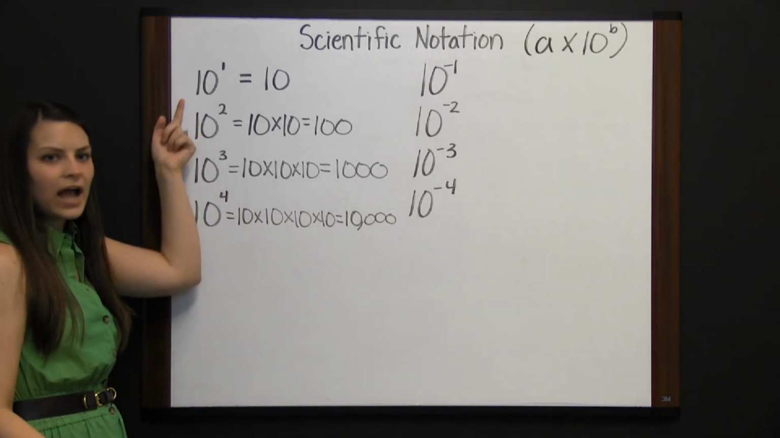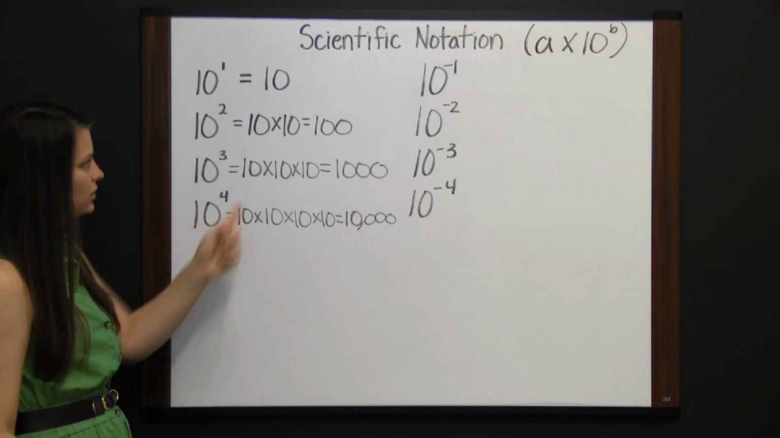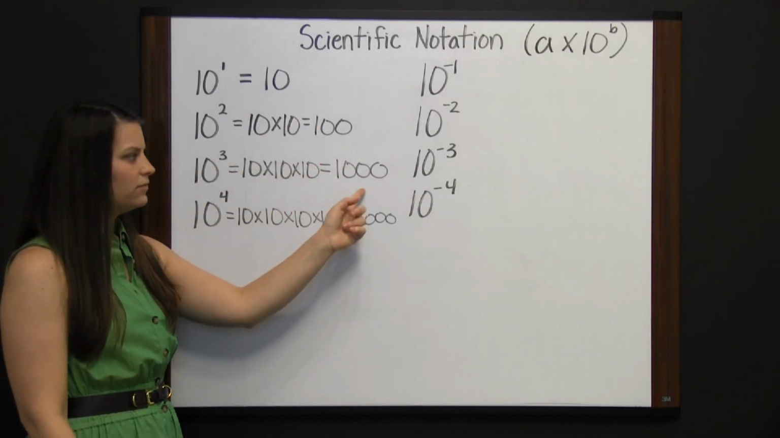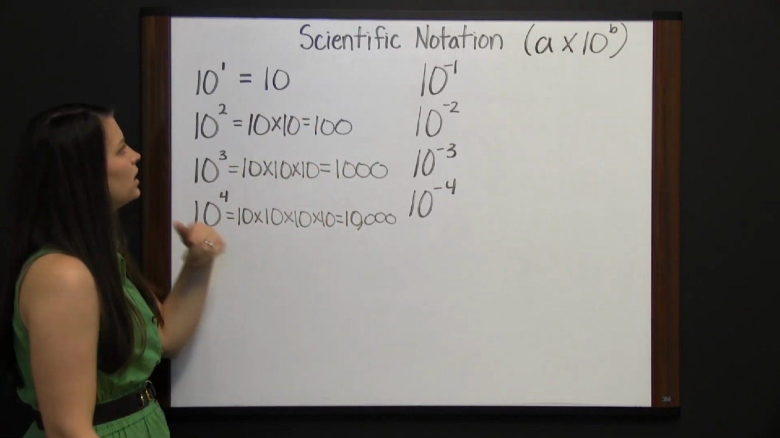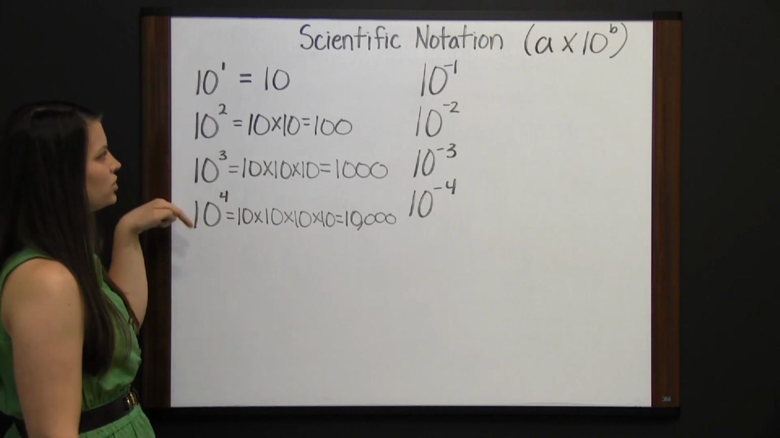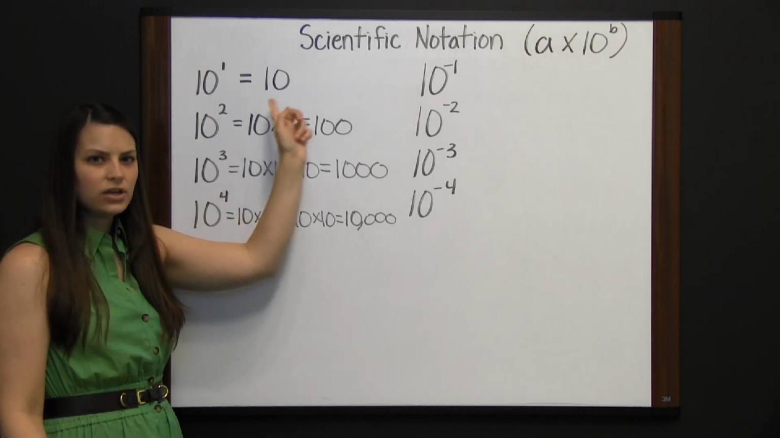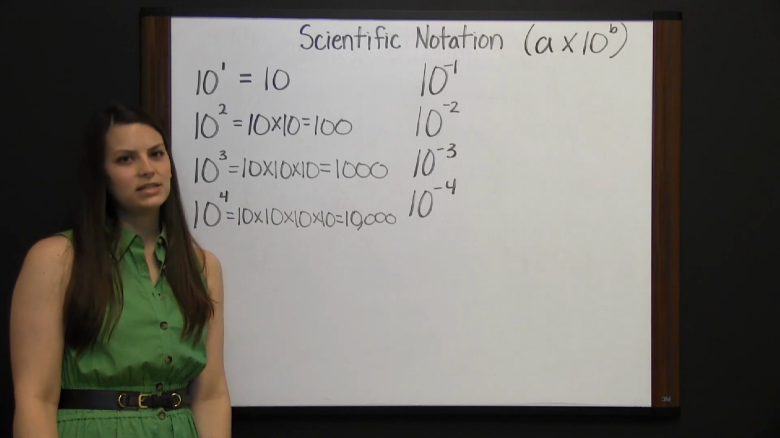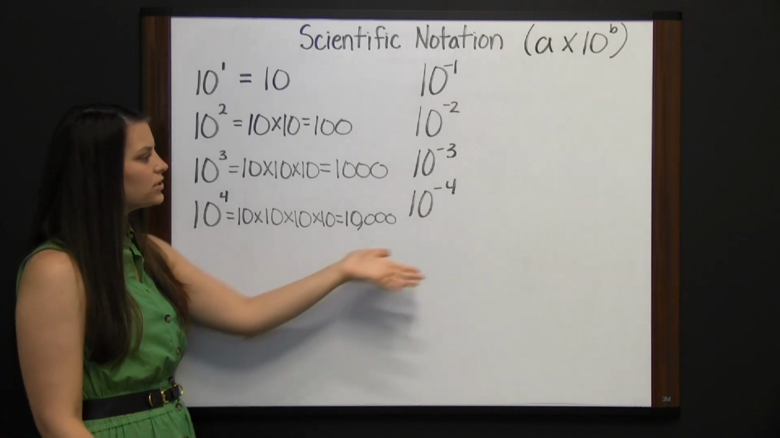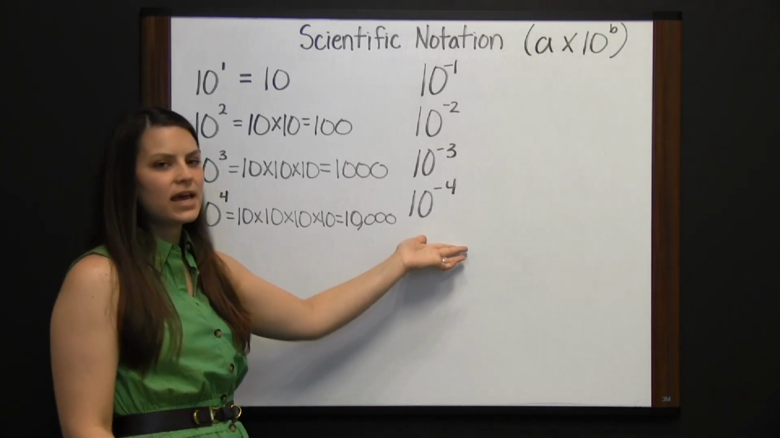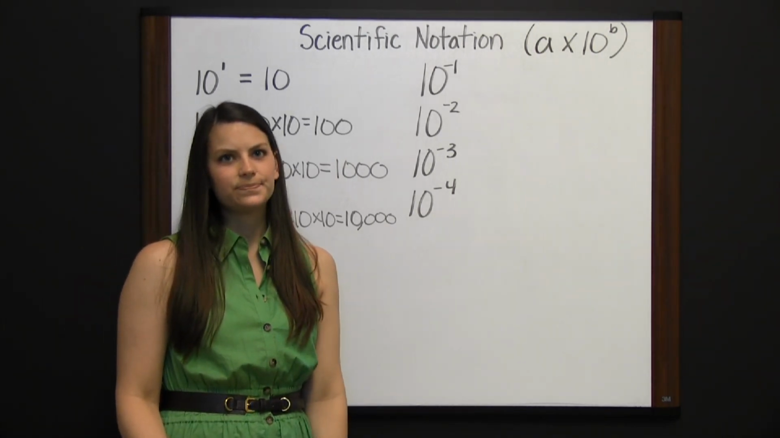Notice as our exponent increases, so does our place value of the result. As you increase your exponent, it's really like you're moving your decimal place one place to the right. Let's look and see what happens when we raise 10 to a negative exponent.